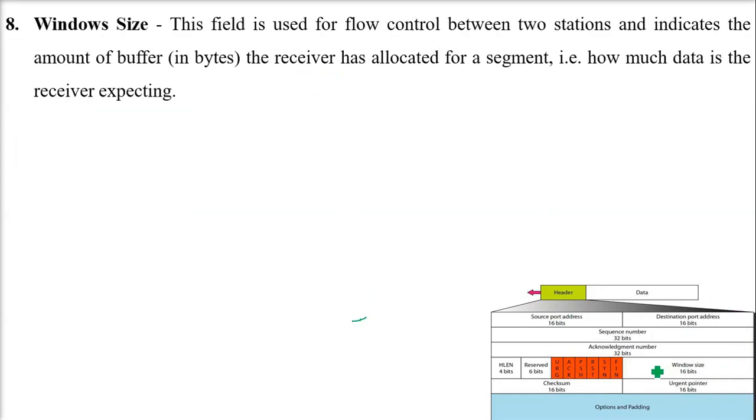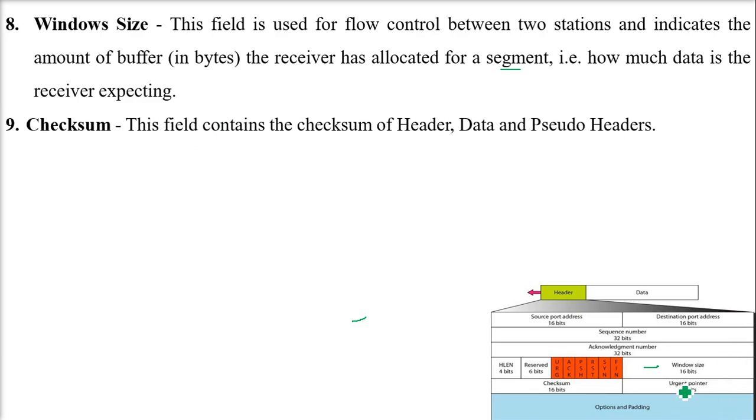Then this is the window size. Again, window size is 16 bits. This field is used for flow control between two stations, and it indicates the amount of buffer, in bytes, the receiver has allocated for a segment. How much data the receiver is expecting, not more than that. So that is the size. Only this window size is sent.